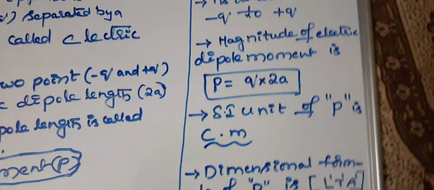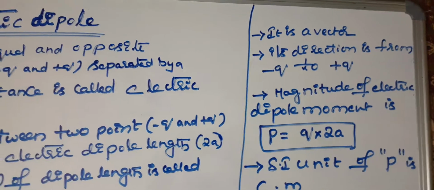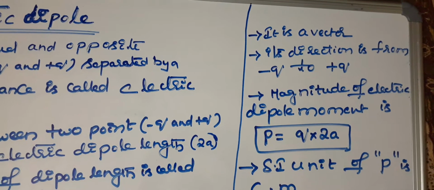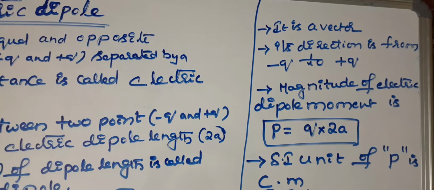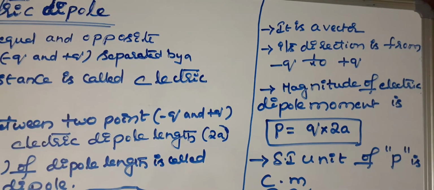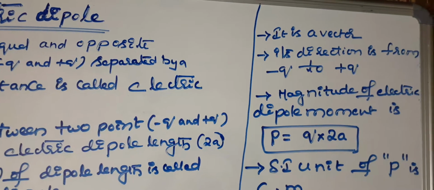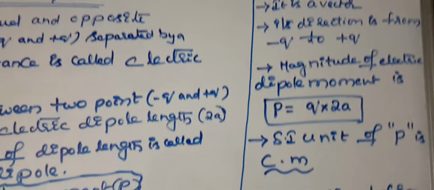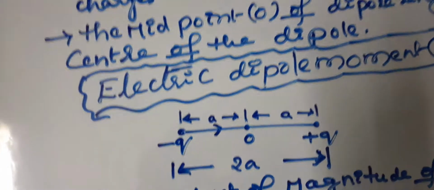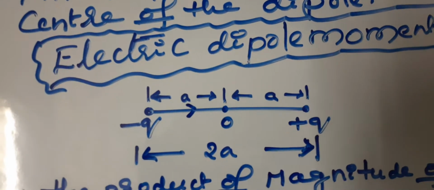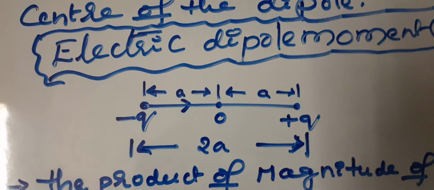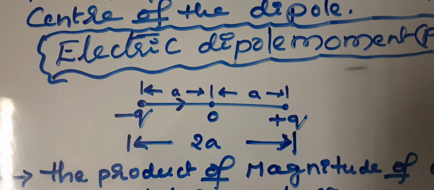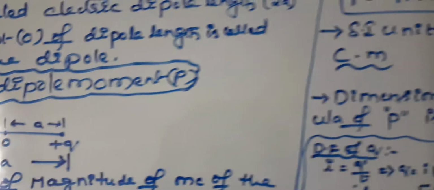It is a vector quantity. Electric dipole moment is denoted by P. Since it is a vector, you can write it as P bar. Its direction is always from minus q to plus q. You can see its direction in the figure: from minus q to plus q, this is the direction of the electric dipole moment.